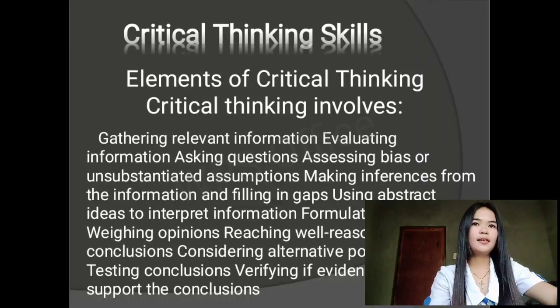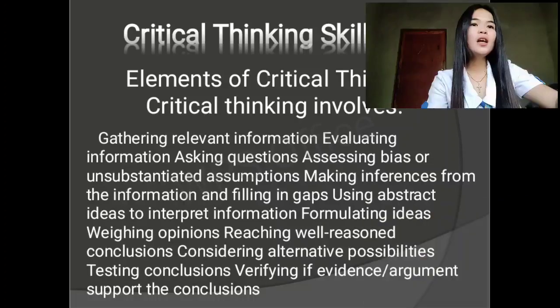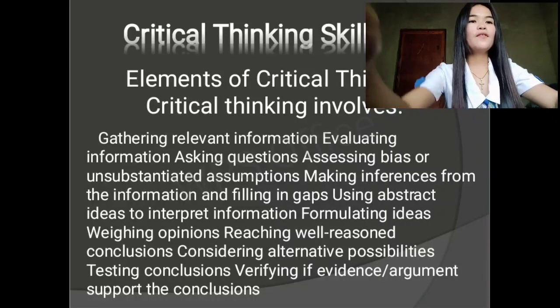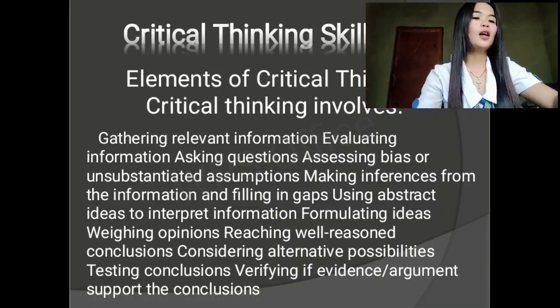Critical thinking skills. Elements of critical thinking. Critical thinking involves gathering relevant information, evaluating information, asking questions, assessing bias or unsubstantiated assumptions, making inferences from the information, and filling in gaps, using abstract ideas to interpret information, formulating ideas, weighing opinions, reaching well-reasoned conclusions, considering alternative possibilities, testing conclusions, and verifying if evidence and argument support the conclusions.